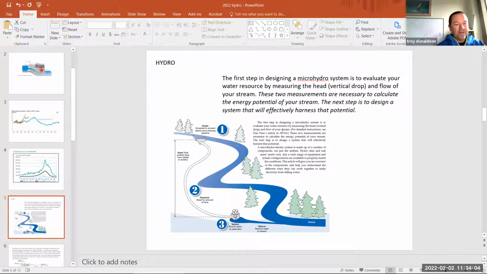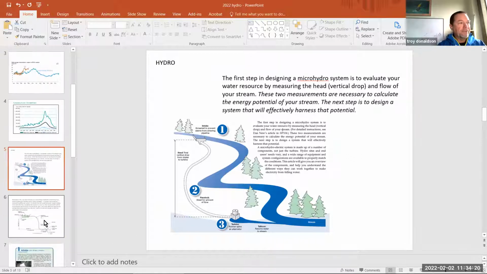It's used in a lot of developing countries where they don't have power grids, but they need these micro hydro systems to provide electricity to small villages and small communities. So it works really well.